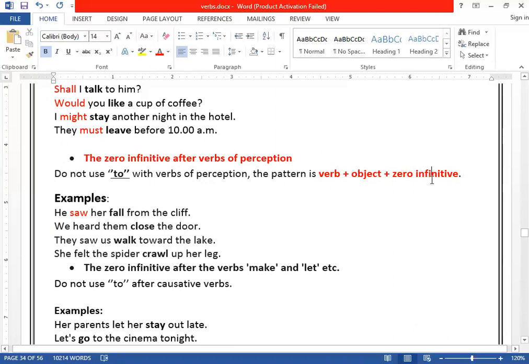The formula, verbs of perception. Like, he saw her fall. Fall is a bare infinitive. He saw her fall. Look, the verb is 'saw', a verb of perception. He saw her, 'her' is the direct object.